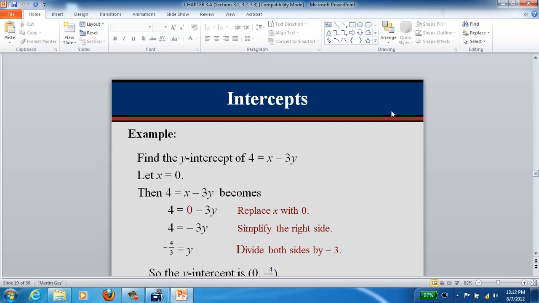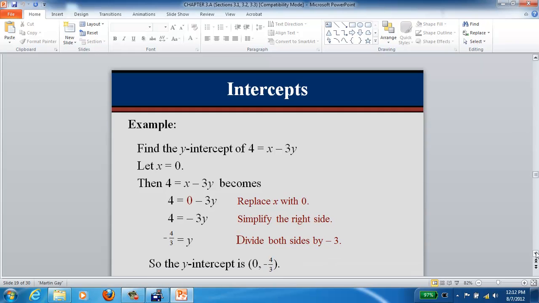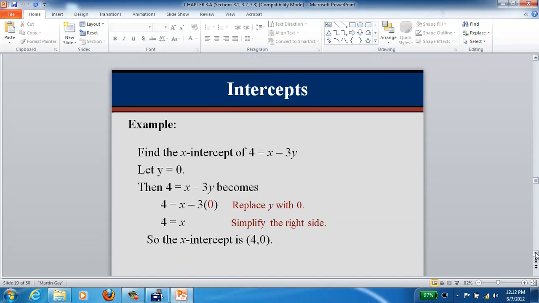To find the y-intercept of this equation, you let x equal 0 and solve for y. Here, when x is 0, y is -4/3, and that is your y-intercept. To solve for your x-intercept, you let y equal 0. Solving for x, x is equal to 4. Therefore, your x-intercept is (4, 0).